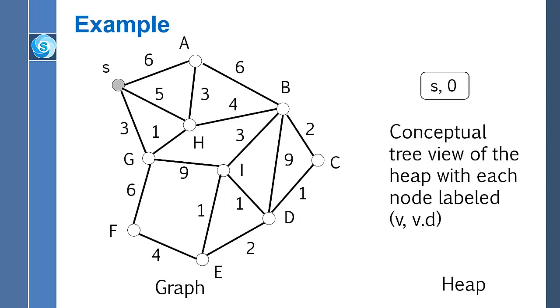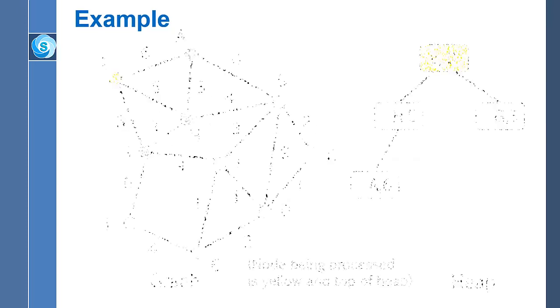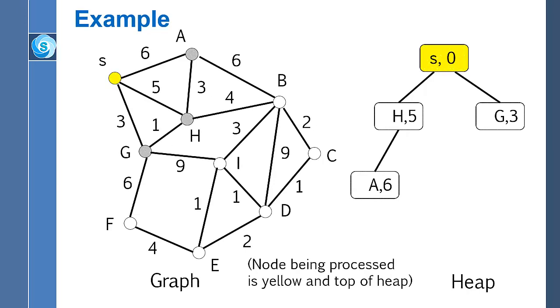Don't forget that these other vertices, like A.D, are currently infinity. B.D is infinity. C.D is infinity. Okay? When we put nodes into the heap, we'll label them as a pair, the vertex, comma, that vertex's D, the currently known distance from S to the vertex. Yeah, so we start by processing S.